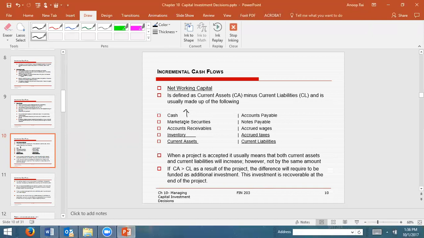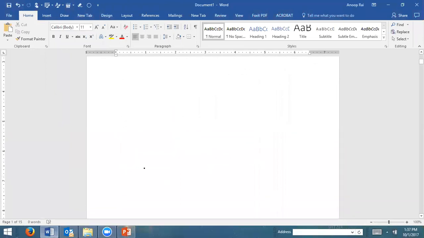Marketable securities, not so much, but accounts receivable, definitely. You'll have to give more credit, and therefore your credit balance will go up. And the same thing is inventory. Now, before I move further, let me just do a quick note on accounts receivable. I know you did it in your accounting class, but let me refresh your memory on what it means, right?